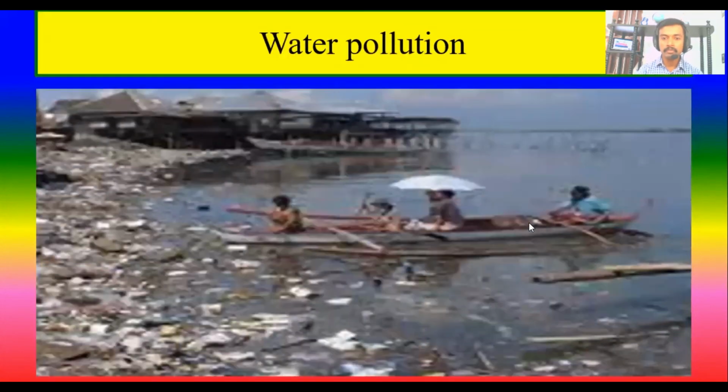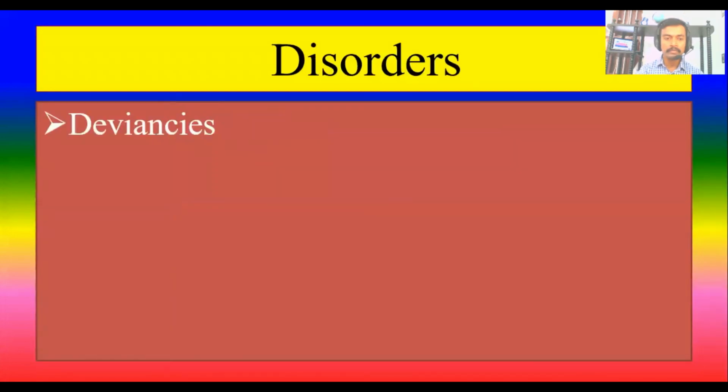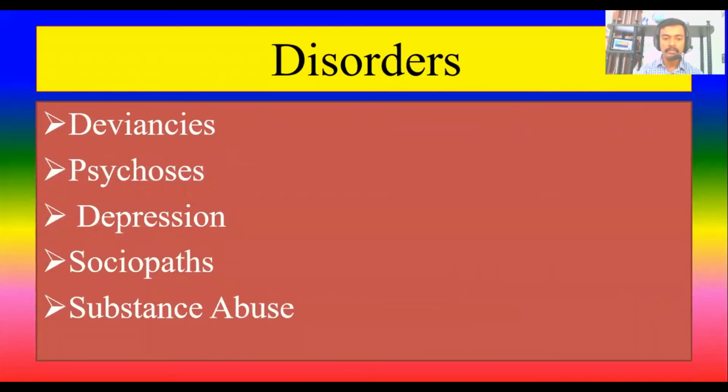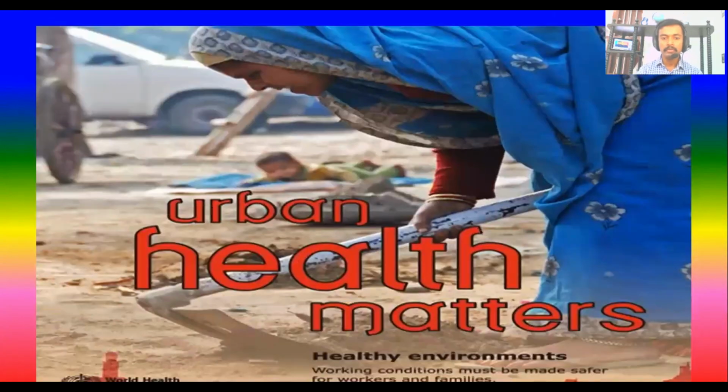Soil pollution, look at this picture, soil pollution. Then smell. Due to this, then disorders, deviancies, include psychosis, depression, sociopaths, substance abuse. Look at this picture, you can understand the reality of Indian cities. Urban health matters. Look at this, one woman doing work nearby a child.